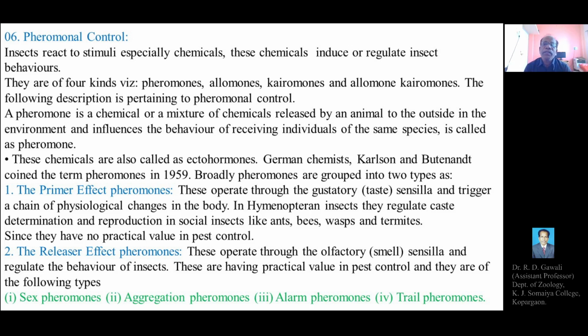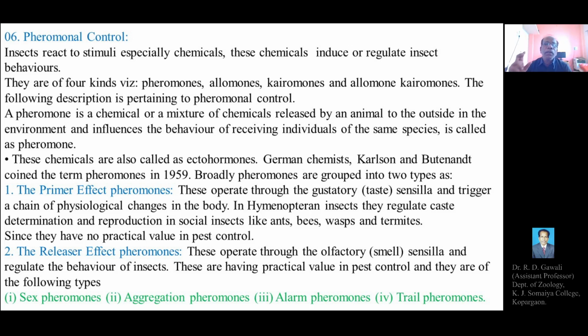In hymenopteran insects, that is bees and wasps, they regulate the caste determination and the reproduction in social insects like ants, bees, wasps, and termites. They have no practical value in pest control.